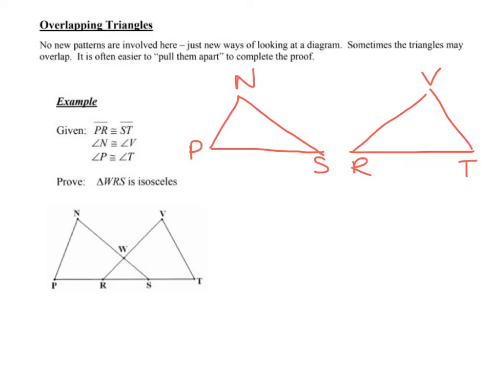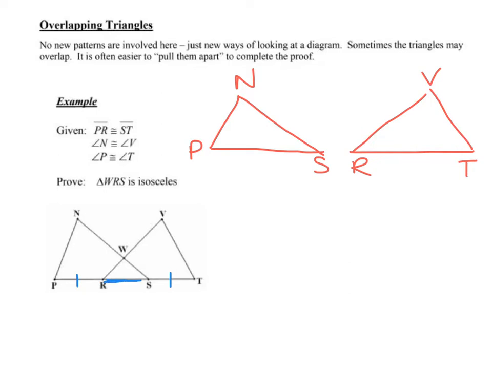And so I'm going to label all of the given information, and I'll label it in both the original diagram as well as the pulled apart diagram, just to help us to see the angles and sides that are going to be congruent. So our first given is that segment PR is congruent to segment ST, and notice that given doesn't give us a pair of entire sides that are going to be congruent, but we'll be able to use segment RS to help us.